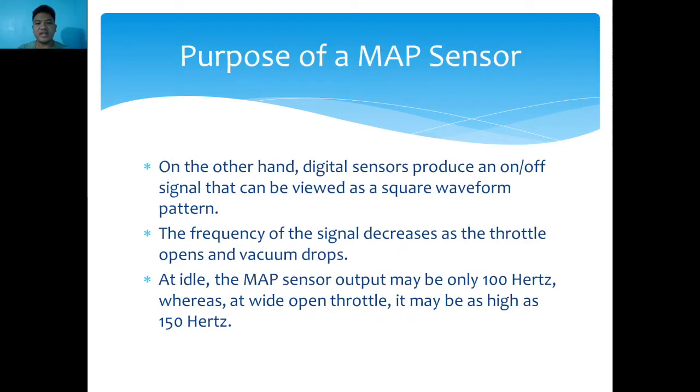On the other hand, a digital sensor produces an on-off signal that can be viewed as a square waveform pattern. The frequency of the signal decreases as the throttle opens and vacuum drops. At idle, the map sensor output may be only 100 Hz, whereas at wide open throttle it may be as high as 150 Hz. So, unlike the analog, the digital map sensor can be viewed as a square waveform pattern, pretty much like a Hall effect type in the TPS from the previous lesson.